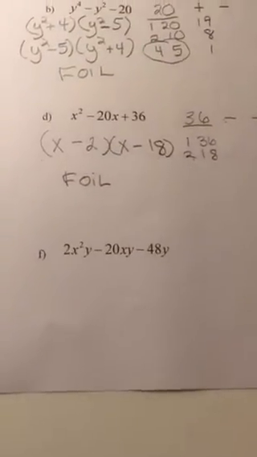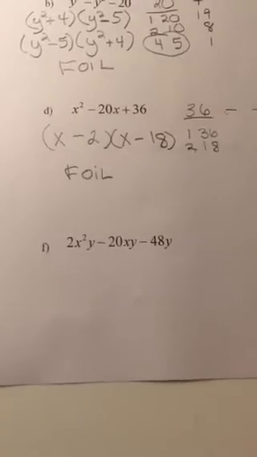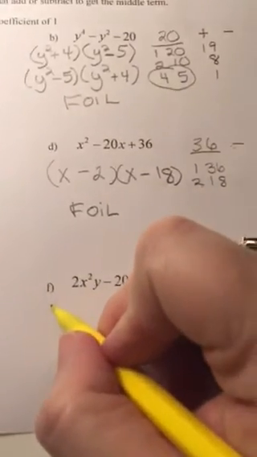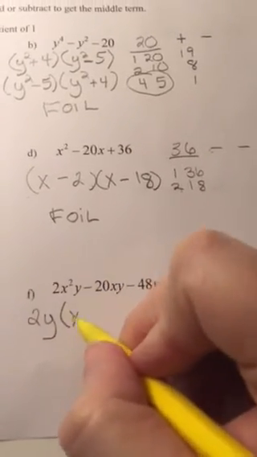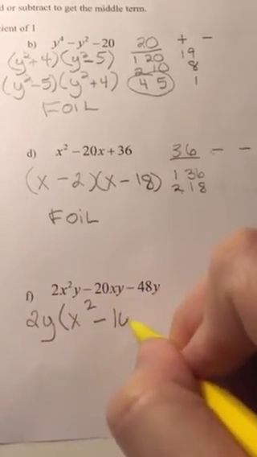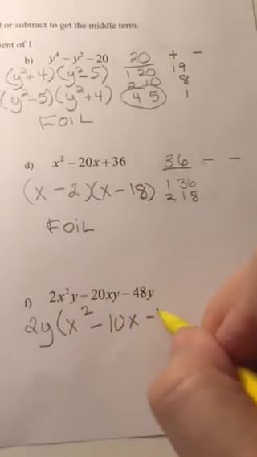All right, now this guy, well, he's got a GCF, and his GCF, which we always want to take out first, is a 2y. And that's going to leave me with x squared minus 10x minus 24.